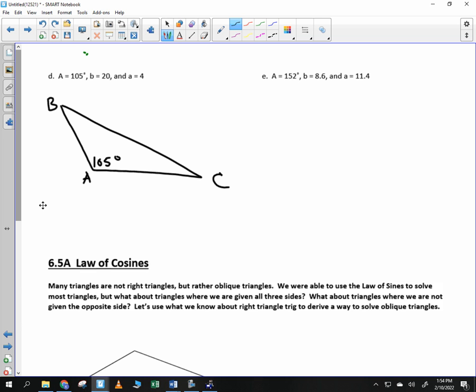And side B is 20, and then side A, we're not going to call it 4, we're going to call it 19. So, hint, you don't have to use your calculator at all, and you should be able to look at this and determine, without using your calculator at all, whether it's one solution, two solutions, or zero solutions.